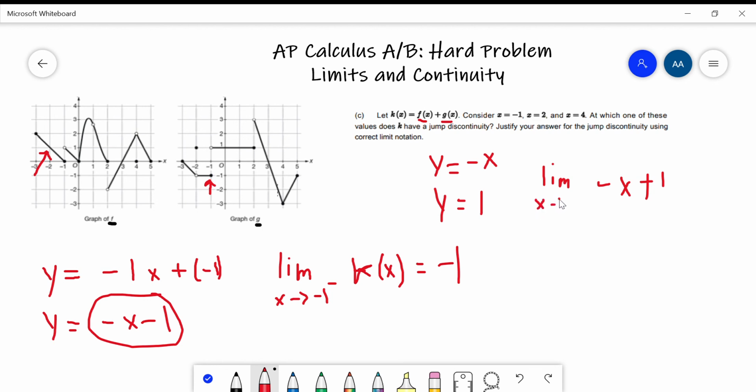So x as it approaches minus 1 from the right, that is going to give us minus 1 times minus 1, which is 1, plus 1. That's just 2. Sorry. And we have 2 and minus 1. That means there's a jump discontinuity at x is equal to minus 1. And this will do it fine. You can check with the other ones, but I'm running out of storage right now and I can't record the others. So sorry about that.